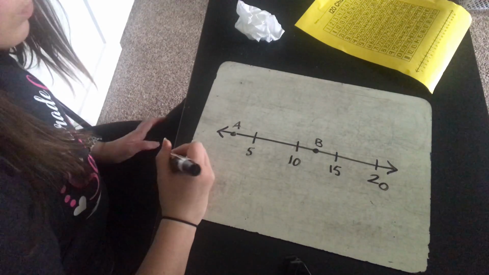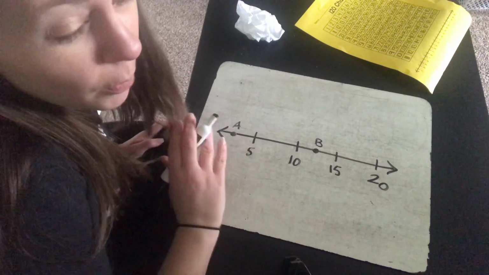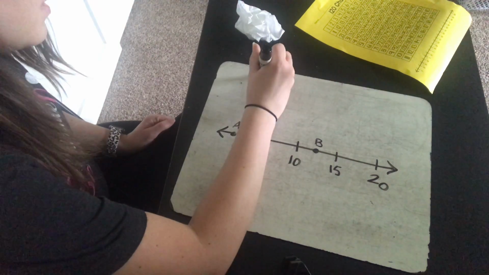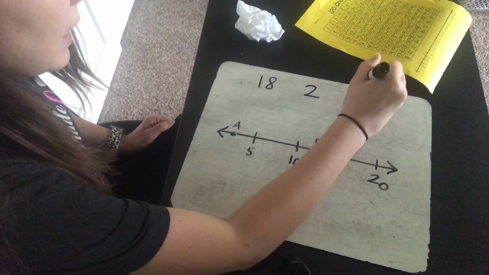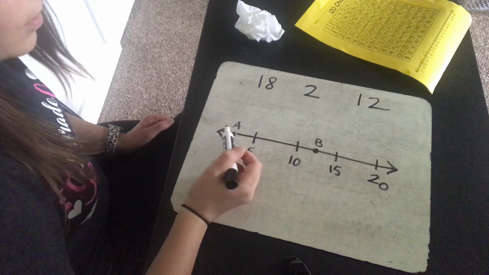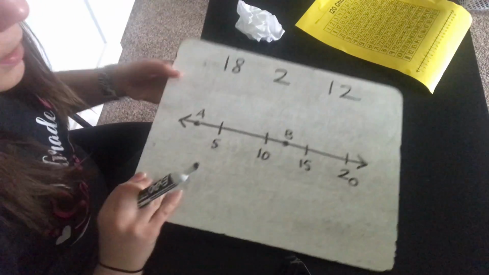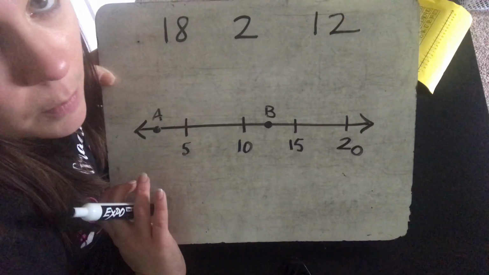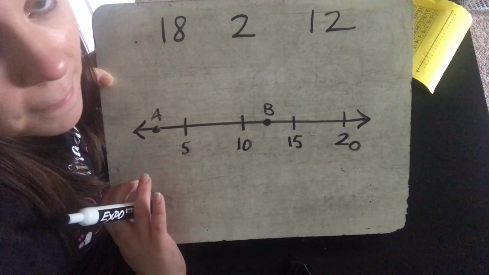And I'm going to give you 3 numbers, and one of them you're not going to use at all, and we'll see how you do. So if you have 18, 2, and 12. You're not going to use all 3 of these. Only 2 of these are used. And where do they belong on the number line? What number goes at A and what number goes at B? Pause for just a second here and see if you can figure it out.